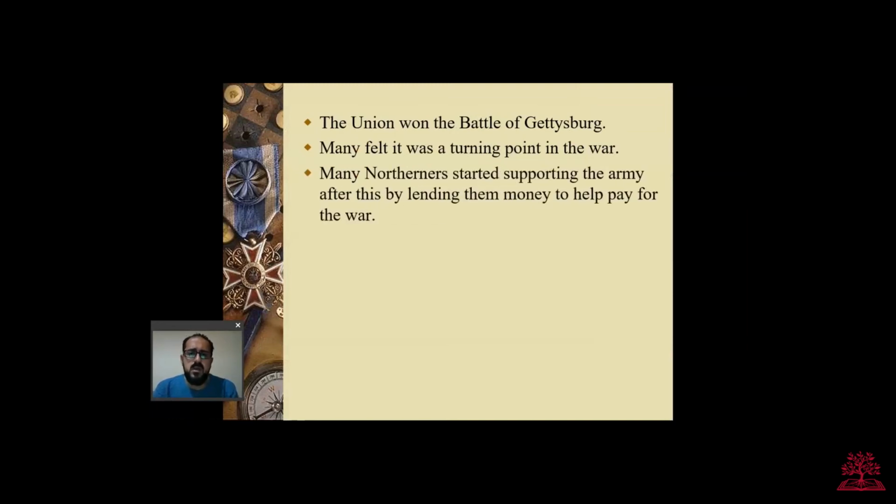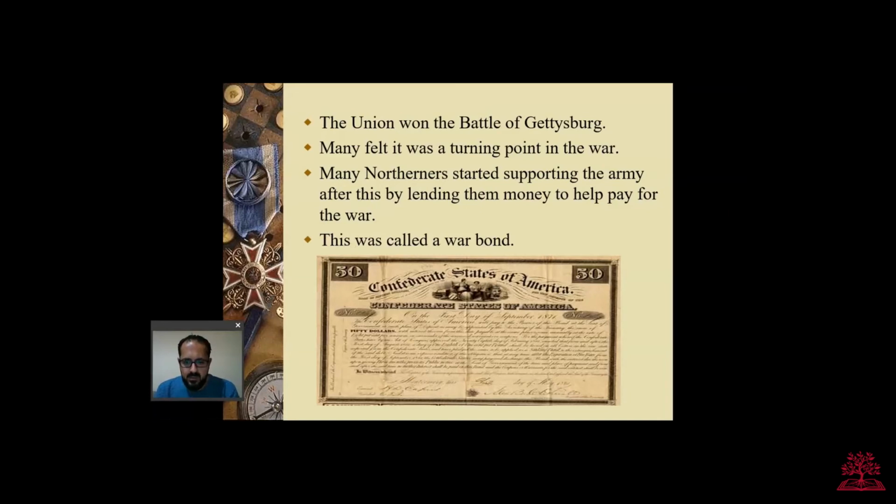Many Northerners started supporting the army after this by lending them money to help pay for the war. Because the Union won this battle, lots of rich people started to think, yeah, we're gonna win the war, so we're gonna participate more using our money. This was called a war bond, which is again supporting the army by lending them money. And this is actual footage of this. This is like a $50 donation, something like this.